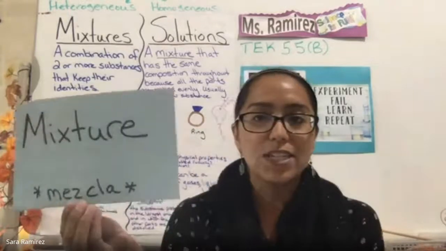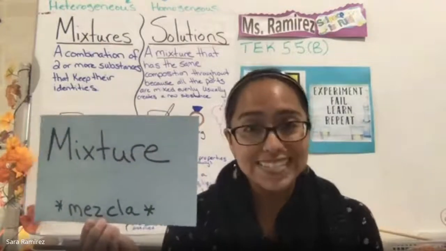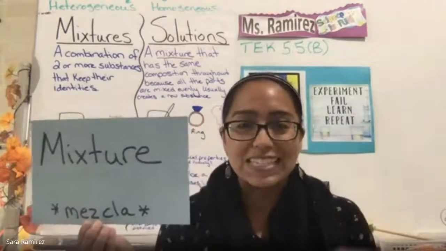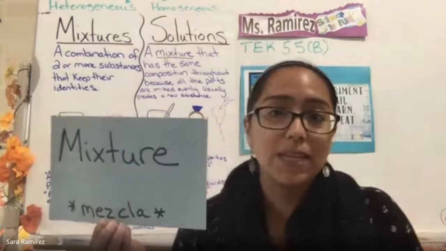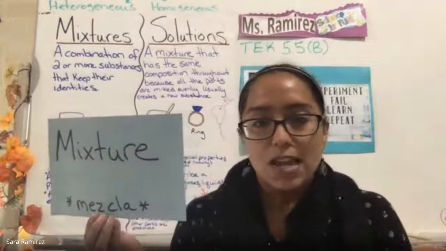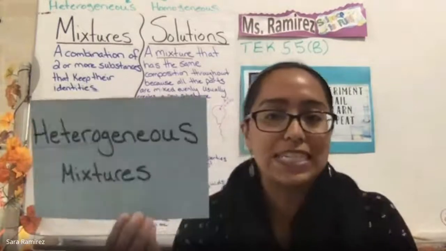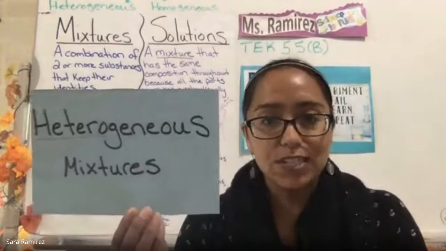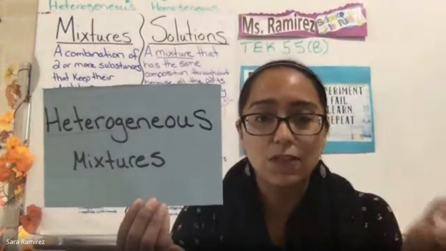We're going to go ahead and start with mixture. A mixture is just two substances that are combined and they keep their identity. It can be two or more substances, and when you combine them, they keep their specific identities. The first type of mixture that we're going to look at today is a heterogeneous mixture. A heterogeneous mixture just means that it's a mixture that you can clearly make out the individual components.